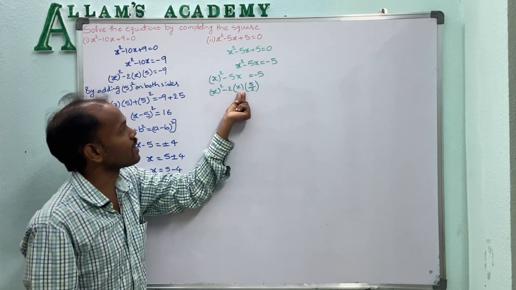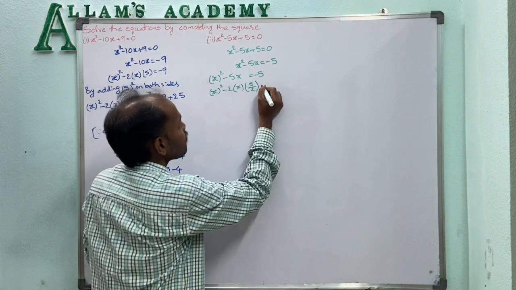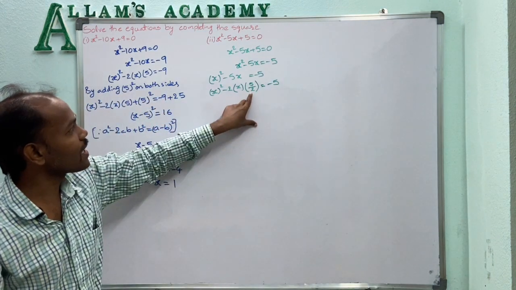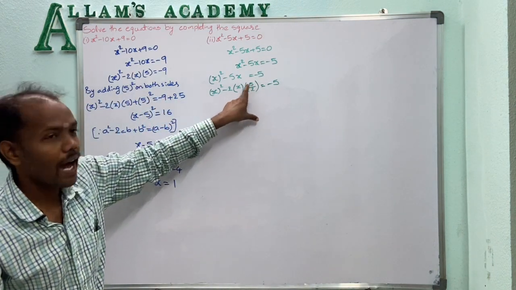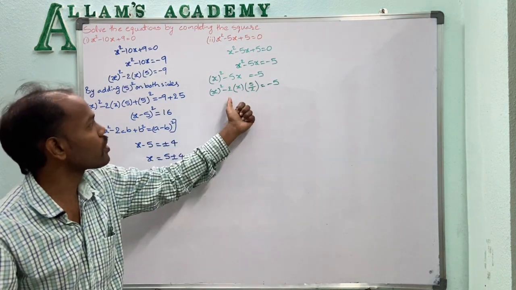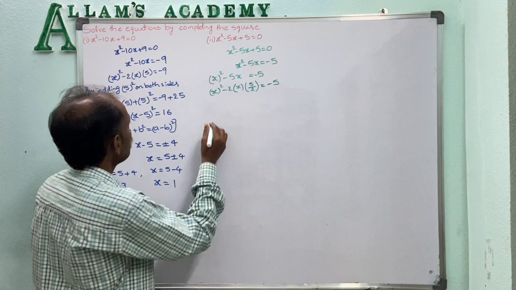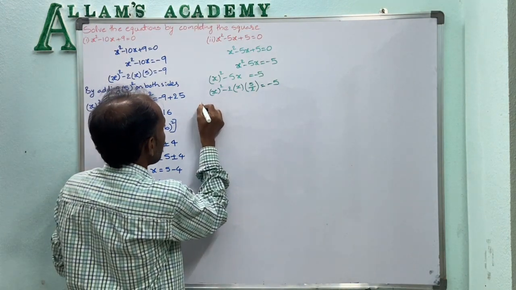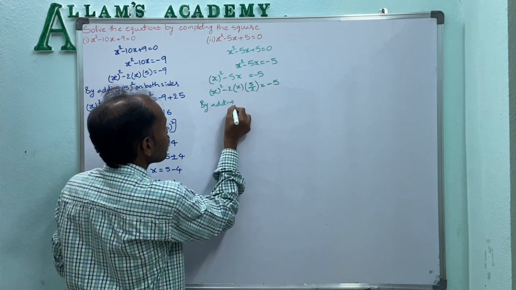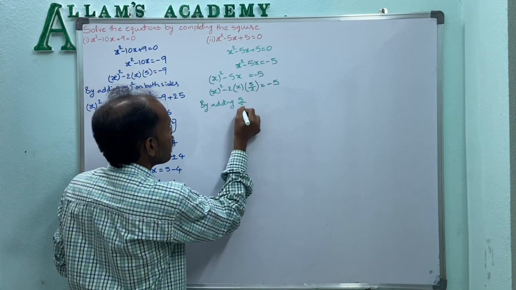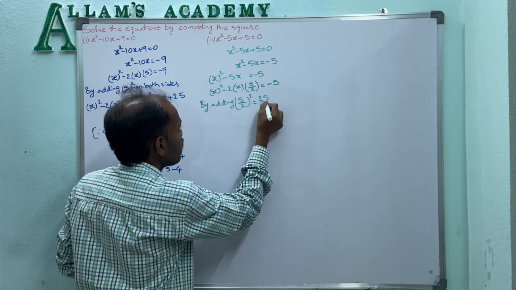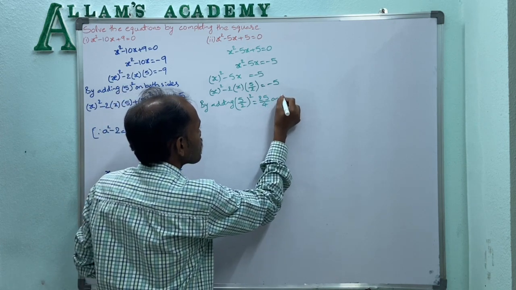Now it is in the form of 2ab, so we write the b term as 5 by 2. So b square means 5 by 2 whole square. Both sides, we add the 5 by 2 whole square term. By adding 5 by 2 whole square, that is 25 by 4, on both sides.